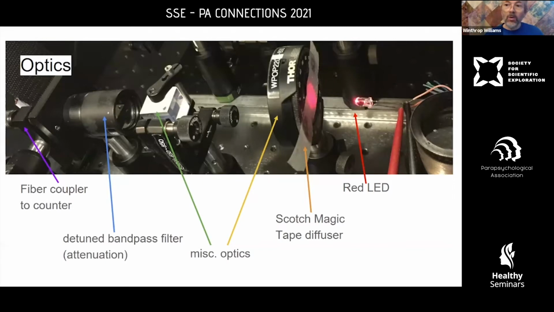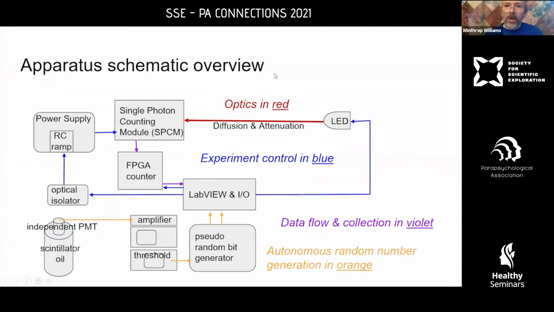Okay, so let's look at the whole overall experiment. So this is the optics part. And you see the optics part is shown here with this red line. That's representing the light coming from the light emitting diode to the single photon counting module. Here's the field programmable gate array I mentioned. It is controlled by the computer, but it counts autonomously and then feeds that data back to the computer.